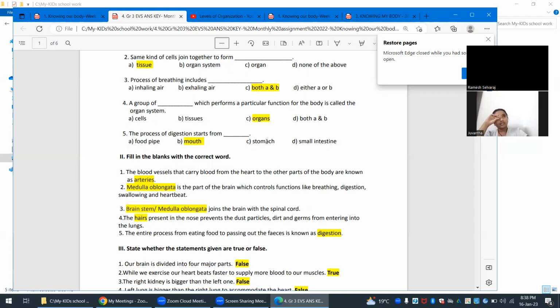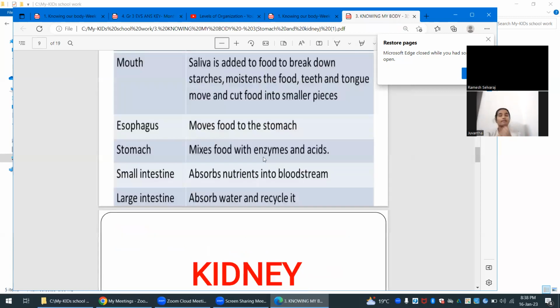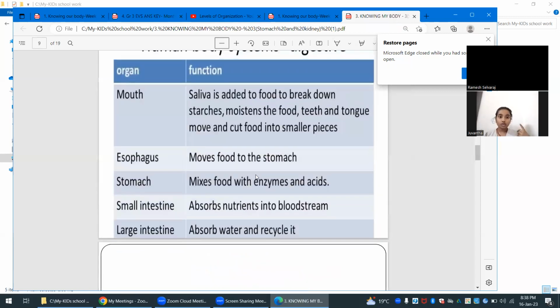So what's the function of mouth? In mouth, what would happen? First, we will take the apple, eat it, and chew. Saliva is added to the food to break down the starches, and the teeth and tongue move and cut the food into smaller pieces.